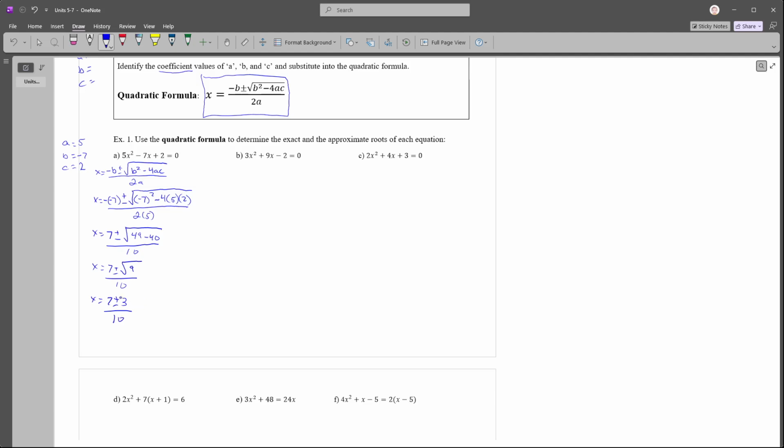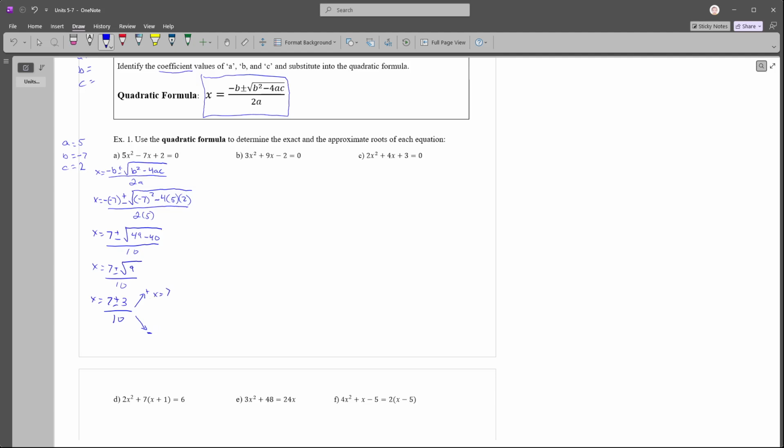over 10. Now you're like, so what do we do with this? What do we do with this plus or minus? That means that we have two possible answers. In one strategy, in the positive strategy, where it's a plus 3, and then we have another one where it's a minus 3. So we just calculate.